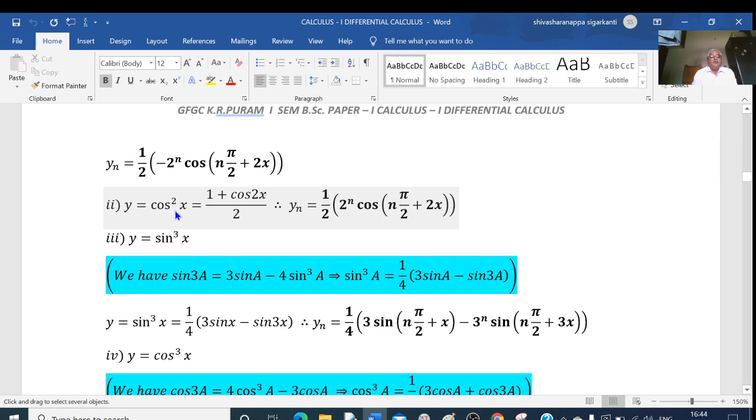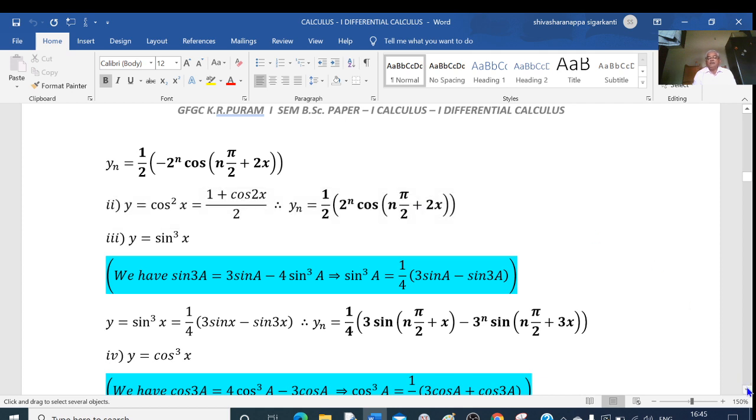Similarly, second example, find the nth derivative of cos square x. We have the formula for cos square x. Cos square x can be written as 1 plus cos 2x divided by 2. Okay. Now, finding the nth derivative, 1 by 2 as it is, constant quantity. Derivative of 1 is 0 plus nth derivative of cos 2x is 2 power of n cos of n pi by 2 plus 2x. Okay.